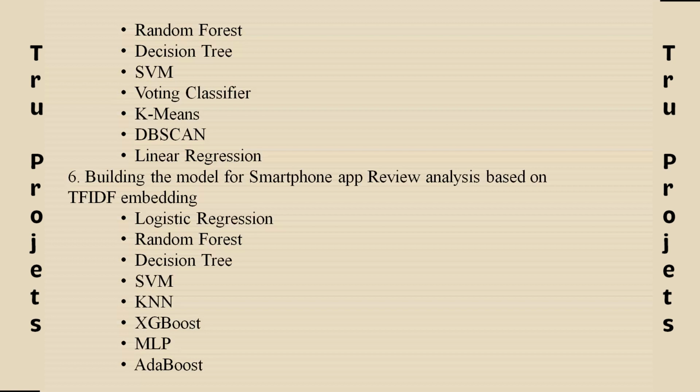MLP, Multi-Layer Perceptron. MLP is a type of artificial neural network with multiple layers used for various machine learning tasks. MLP can capture complex relationships in textual data, enhancing sentiment analysis accuracy. AdaBoost. AdaBoost is an ensemble learning technique that combines weak learners to create a strong classifier. AdaBoost helps in improving the performance of sentiment analysis models by combining multiple classifiers.